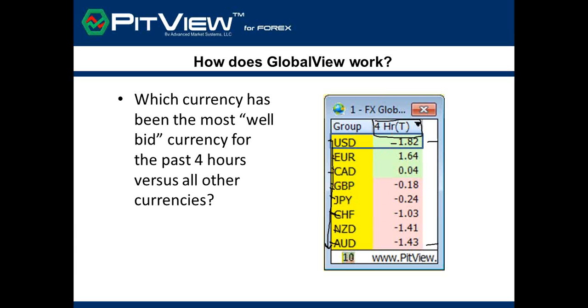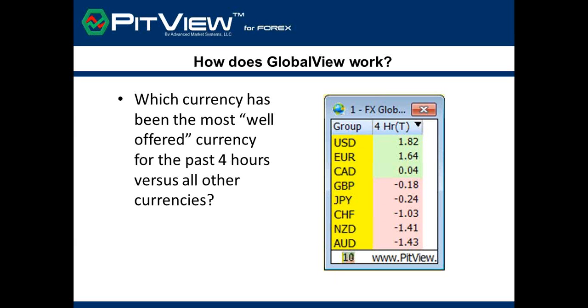So in this case, we would look at this and we'd say, okay, which currency has been the most well-bid currency from the market makers over the last 4 hours? Obviously, that would be the dollar. We would consider that to be the bully in the schoolyard, if you will. On the flip side, if we were to go in and say which one has been the most well-offered currency, meaning selling pressure from liquidity providers, which one would we say? Well, we already have the dollar up here on top. Obviously, the Aussie right down in here is the most well-offered currency.